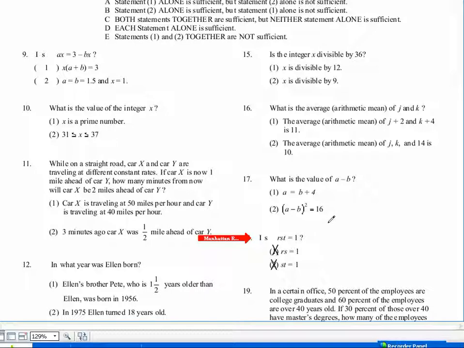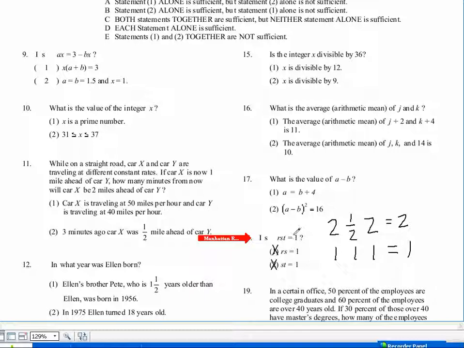R could be 2, and S could be 1/2, and T could be 2. R times S, 2 times 1/2 equals 1. S times T, 1/2 times 2 equals 1. But R times S times T equals 2. And of course, you could also have them all equaling 1, which would give 1.